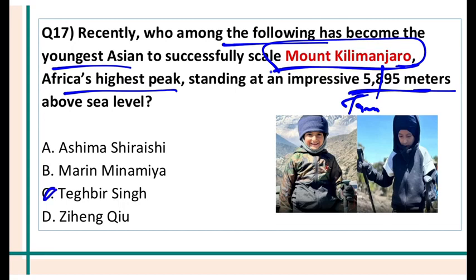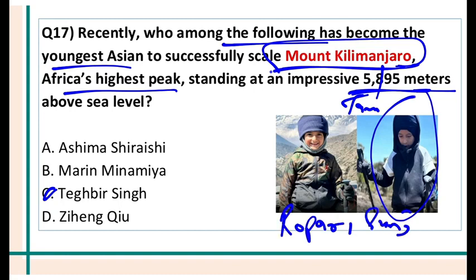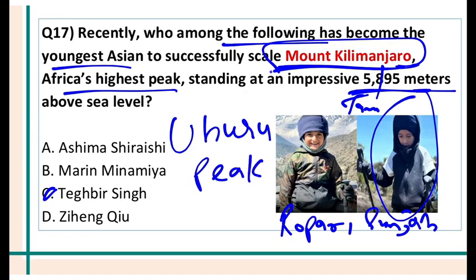Tegbir Singh is a 5-year-old boy from Ropar in Punjab. Ropar is also known as Roopnagar. You must have heard about Ropar Lake, which is a Ramsar site in Punjab. So just a 5-year-old boy has scaled Mount Kilimanjaro. The highest point of Mount Kilimanjaro is known as Uhuru Peak.